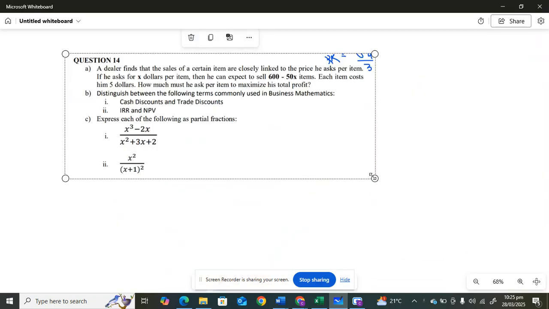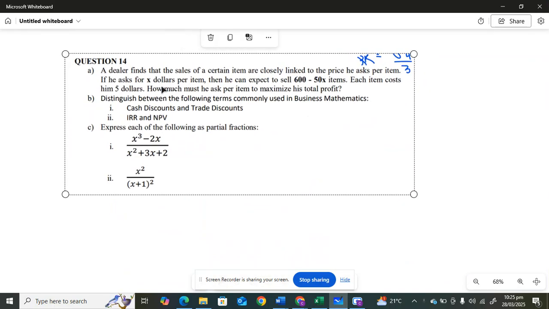All right, so we've got this question here. It says a dealer finds that sales of a certain item are closely linked to the price he asks per item. If he asks X dollars per item, then he can expect to sell 600 minus 50X items. Each item costs him $5. How much must he ask per item to maximize his total profit?